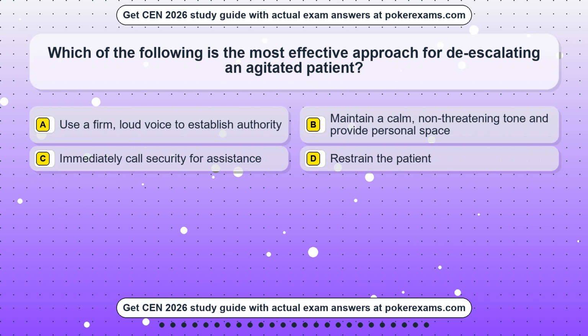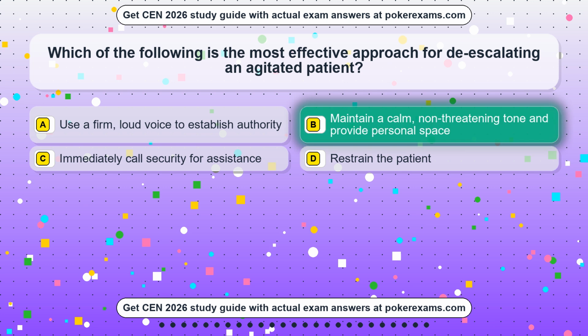Question 17. Which of the following is the most effective approach for de-escalating an agitated patient? Option A, use a firm, loud voice to establish authority. Option B, maintain a calm, non-threatening tone and provide personal space. Option C, immediately call security for assistance. Option D, restrain the patient. The correct answer is option B. Maintain a calm, non-threatening tone and provide personal space.